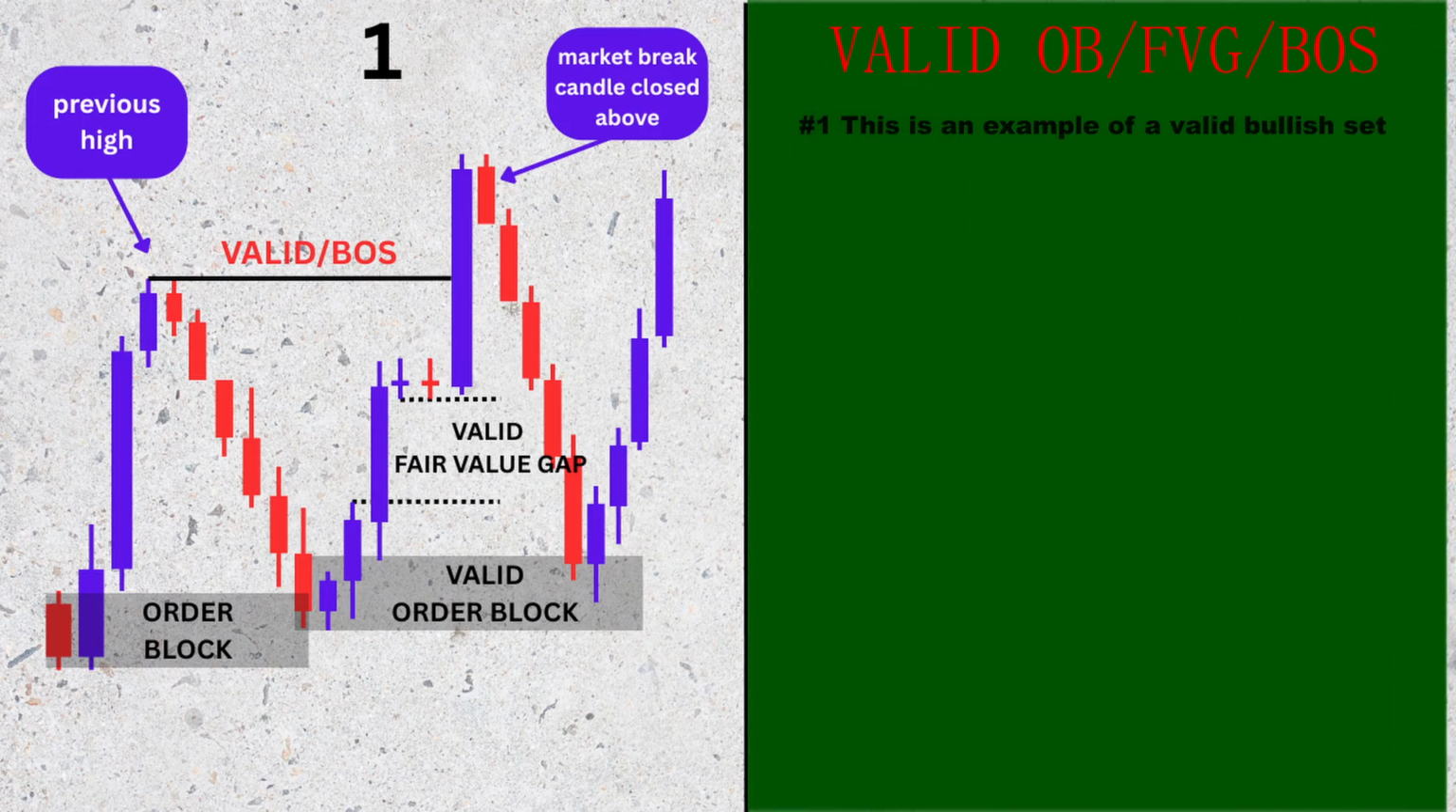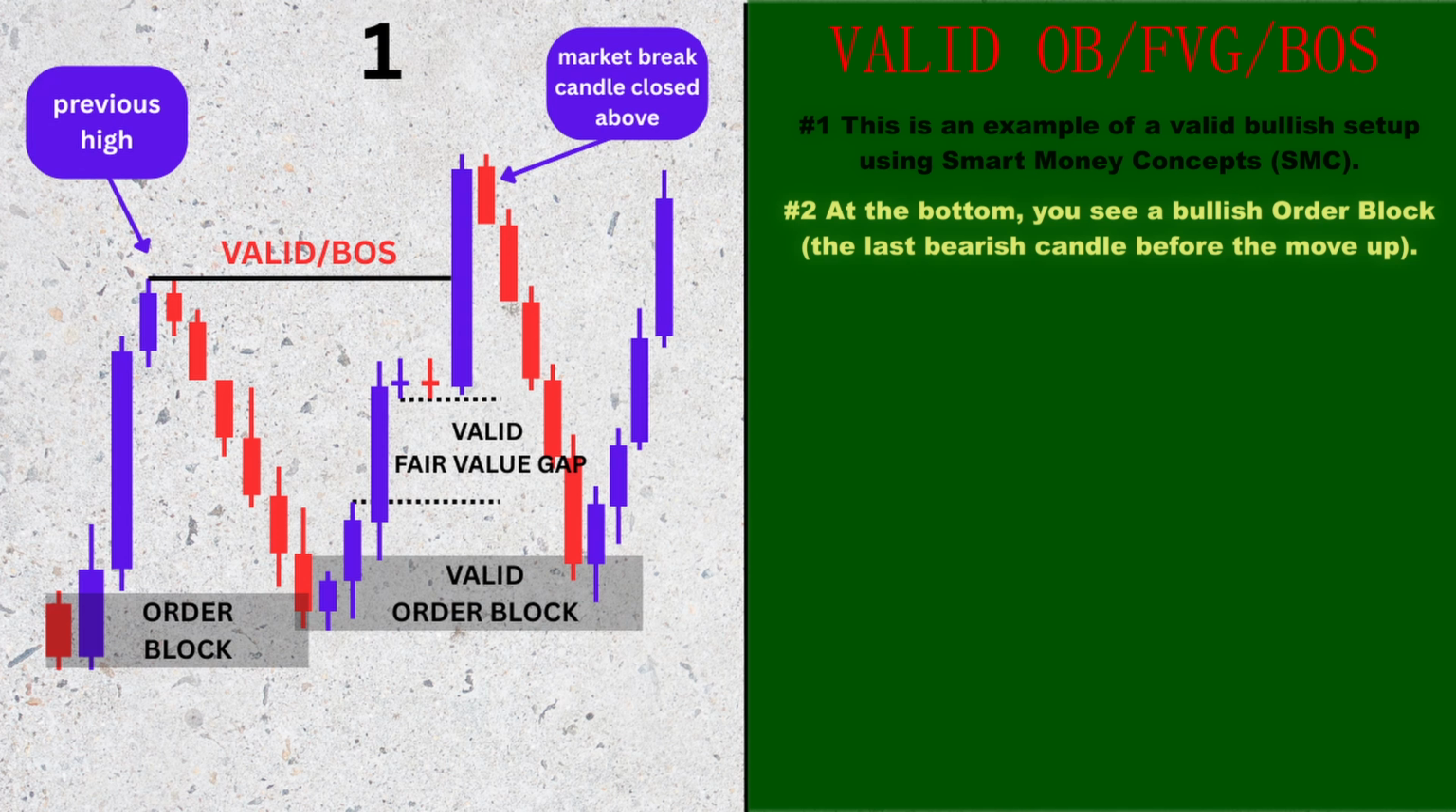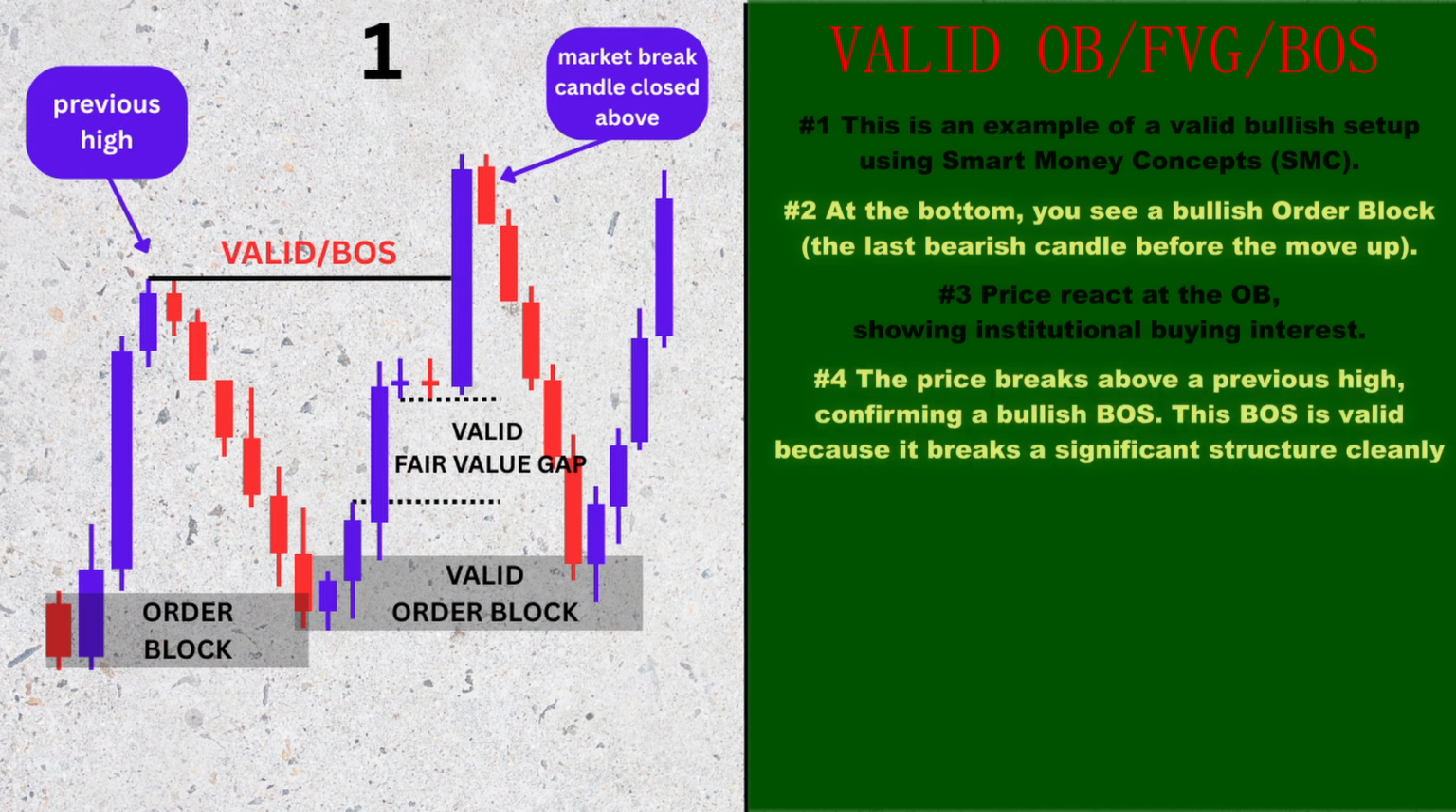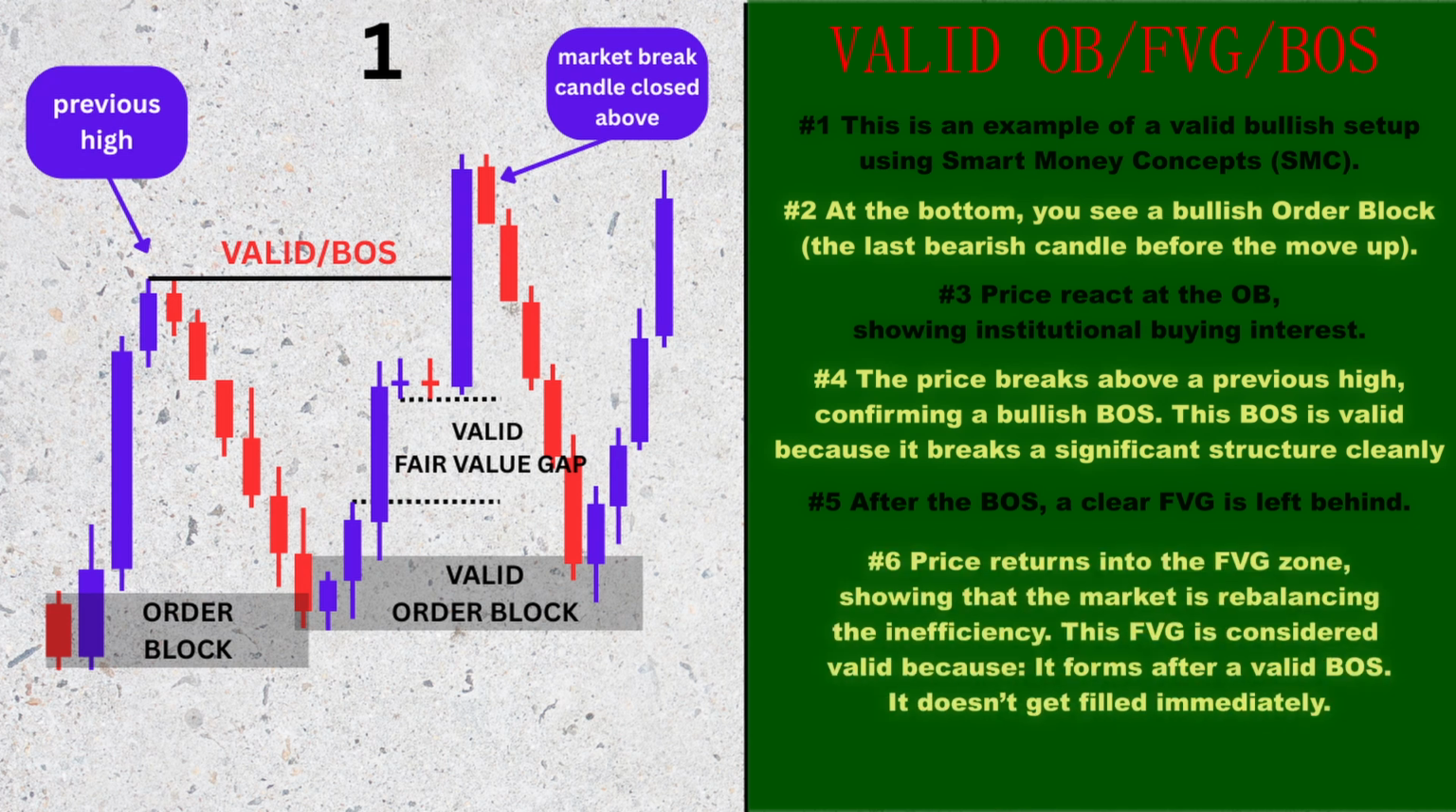How to identify a valid fair value gap? Number 1, this is an example of a valid bullish setup using smart money concepts, SMC. At the bottom, you see a bullish order block, the last bearish candle before the move up. Price reacts at the OB, showing institutional buying interest. The price breaks above a previous high, confirming a bullish BOS. This BOS is valid because it breaks a significant structure cleanly. After the BOS, a clear FVG is left behind. Price returns into the FVG zone, showing that the market is rebalancing the inefficiency.